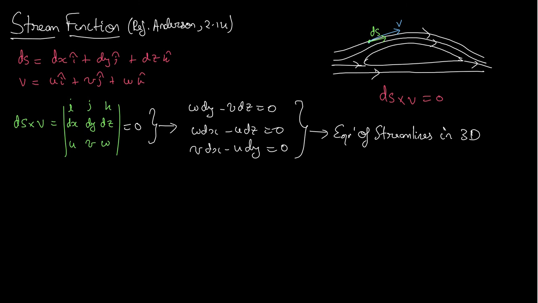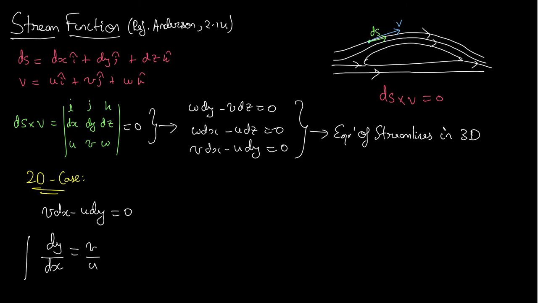So just to make things simpler, let's consider a 2D case. If we consider the 2D case, my equation of streamline would be just v dx minus u dy equals 0. And if I write it in a better form, it will be dy by dx equals v by u. You can readily see that depending on the nature of v and u, we can obtain a closed form solution by integrating y with respect to x, and so on.